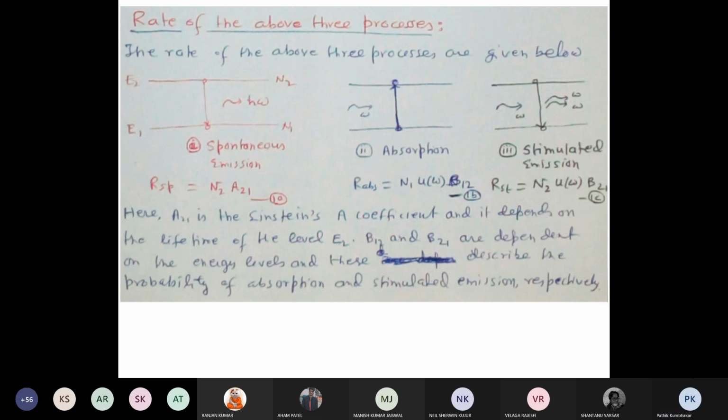Now in the third case, when a photon of frequency omega with energy density u(omega) is incident on the system, this photon might stimulate an atom which is already in the upper energy level. This atom has reached the upper energy level by some means, for example by absorption it has reached level 2, or by thermal reasons it has gone up to level 2. So there are some atoms in level 2. Then the incident photon might stimulate the atom in level 2 and turn it to level 1.